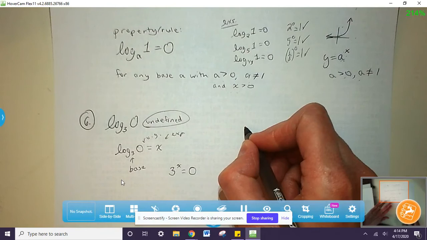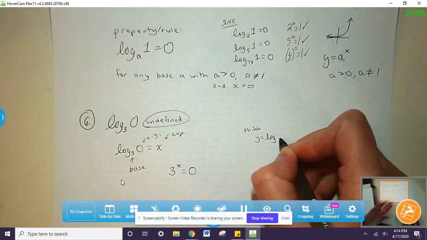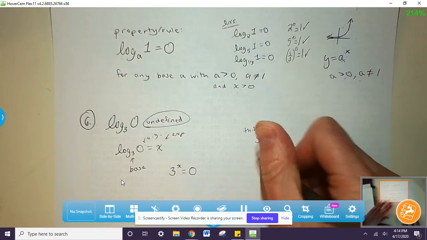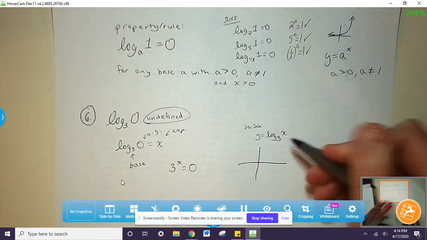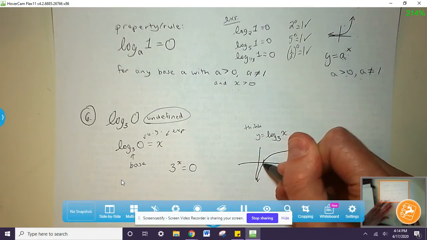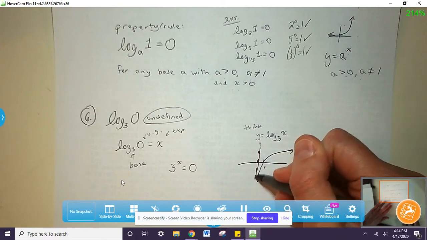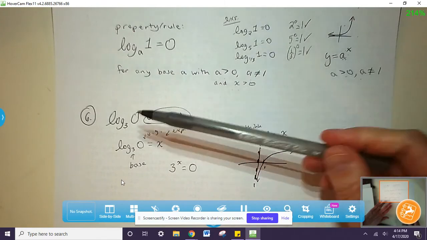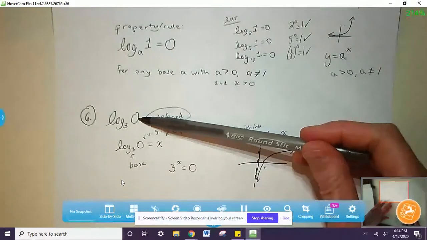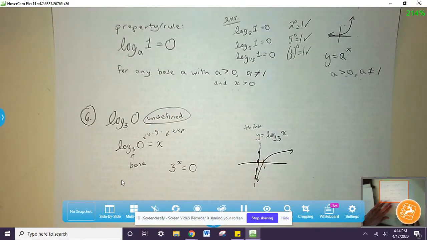Think of your graph of log base 3 of x. If you think of your log base 3 of x graph, it's going to look like this. It's going to have an x-intercept at 1 and a vertical asymptote at x equals 0. So when I ask you to find log base 3 of 0, what I'm saying is, if you think of this graph, what do you get when you plug in 0? Well, you can't plug in 0.